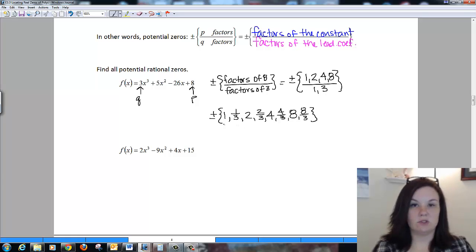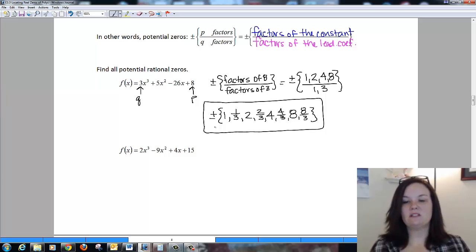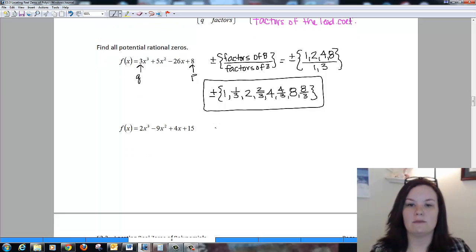Don't give me decimals, just leave them as fractions. Just make sure they're reduced fractions. So for this function, these are all the potential zeros. I'm not actually finding the actual zeros. I'm just looking for the possible ones. Let's do it one more time, and then we'll look at putting this all together.